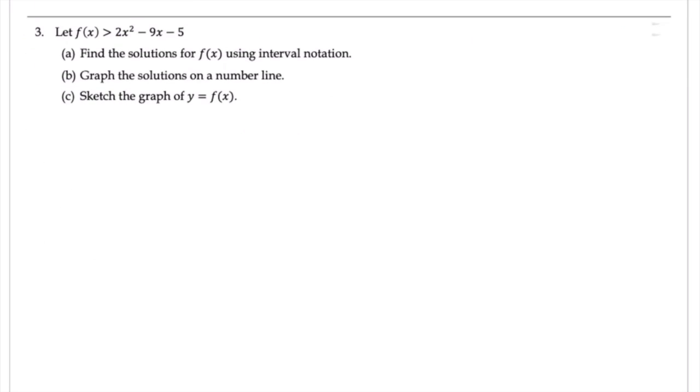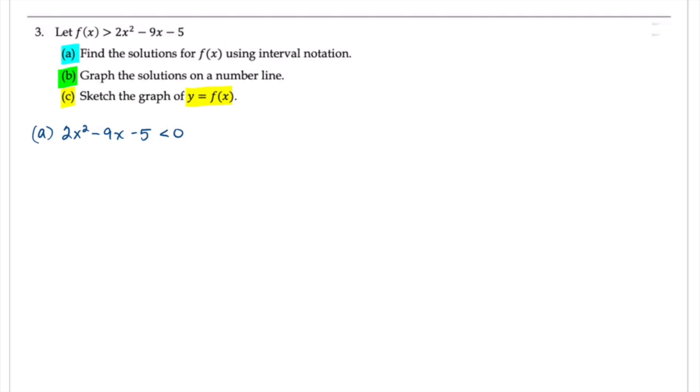Let f of x be greater than 2x squared minus 9x minus 5. We want to find the solutions for f of x using interval notation, graph the solutions on a number line, and then sketch the graph of y equals f of x. So what we are going to start off with is I am going to rearrange my parabola, so I have that standard piece in front.